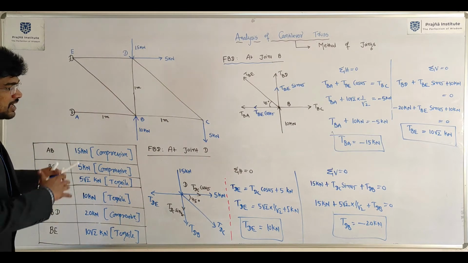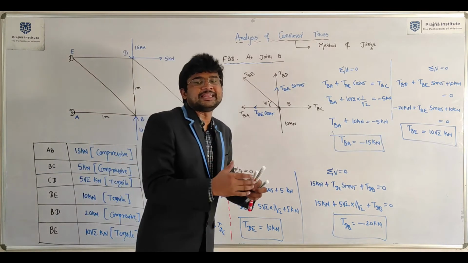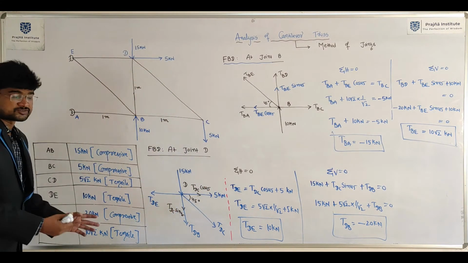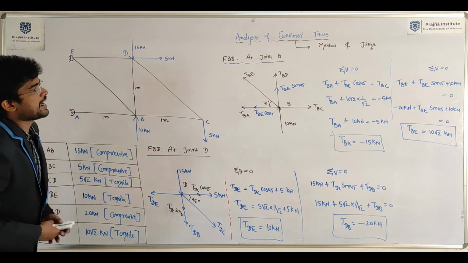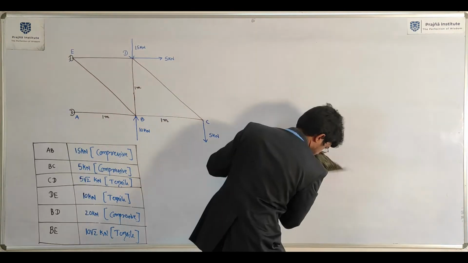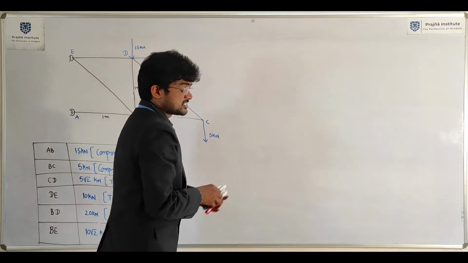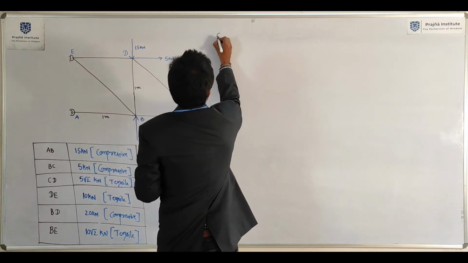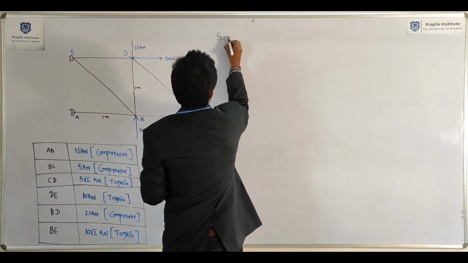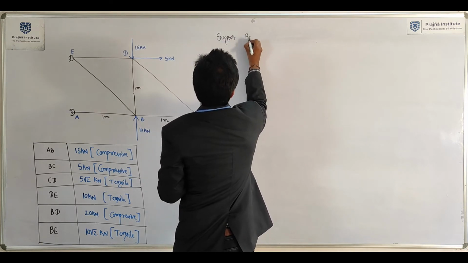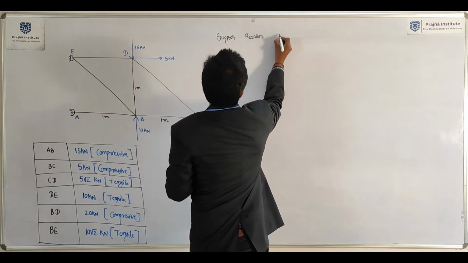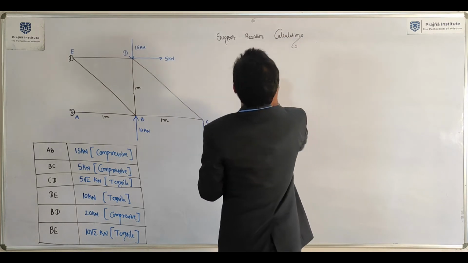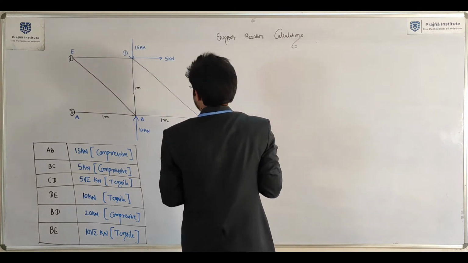Okay, so this is the way to determine force in all the members. You determined forces in all the members. Finally, you build the table. Now, write down up to here. Now, put it in support reaction calculations in cantilever truss.